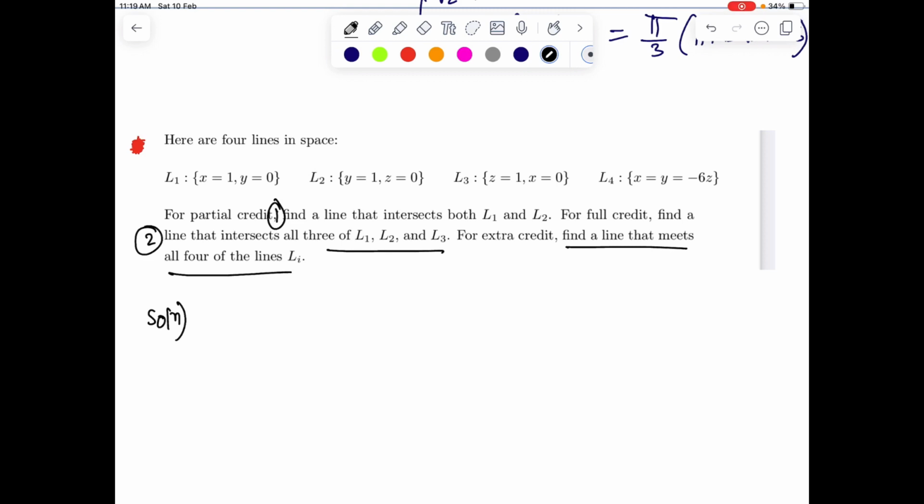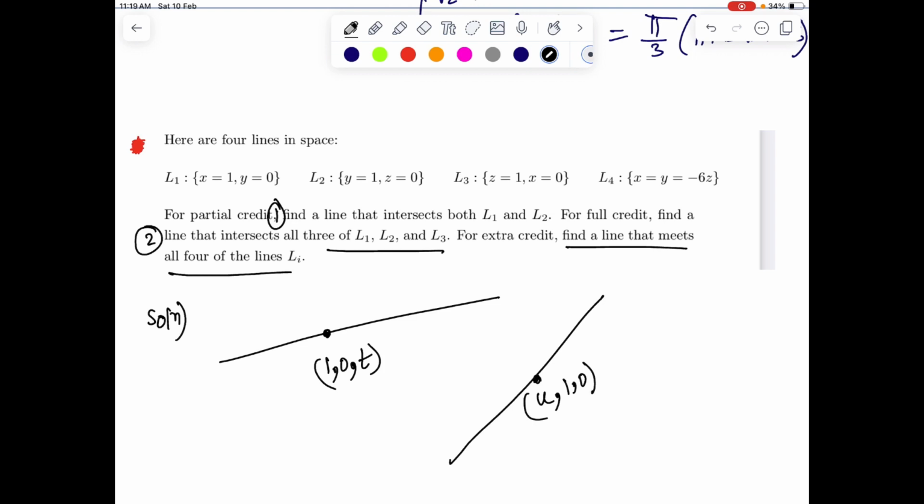And that's a very interesting question, because in each case not only do we need to find the line, but also we need to comment on the number of such lines possible. Okay, so what do you feel for the first one? On the first line, any random point can be taken as 1, 0, t. For the other line, y is 1, z is 0, so x can take any value. Let's say the point is u, 1, 0.